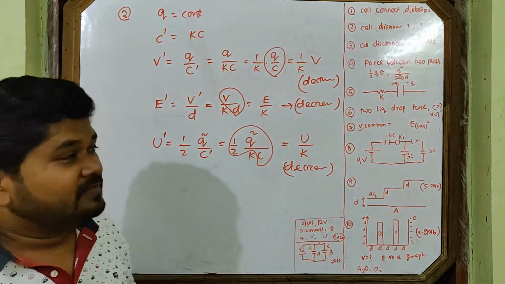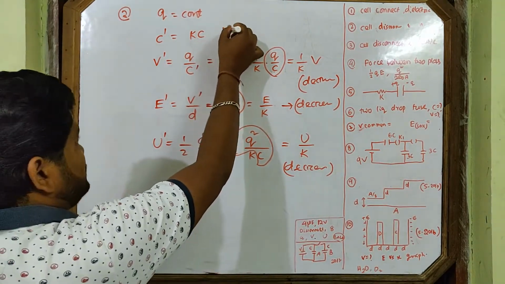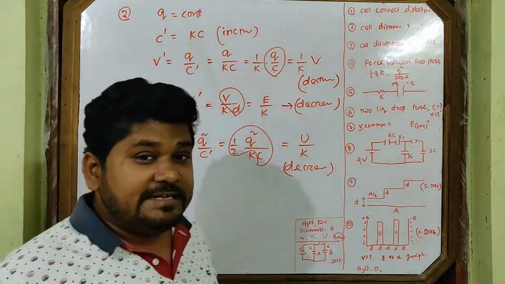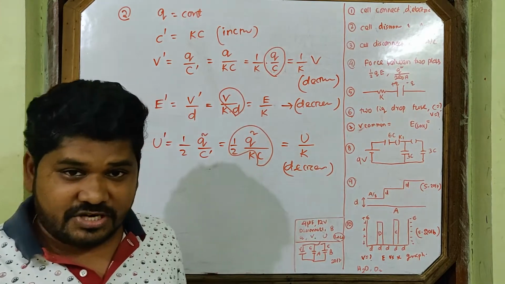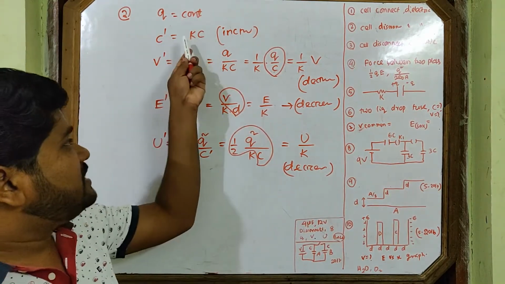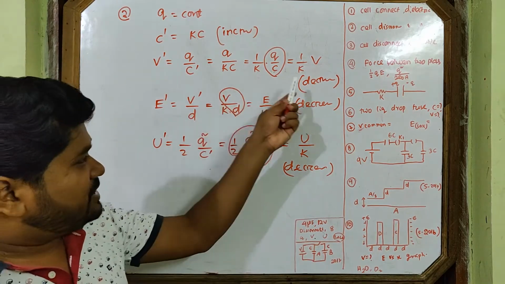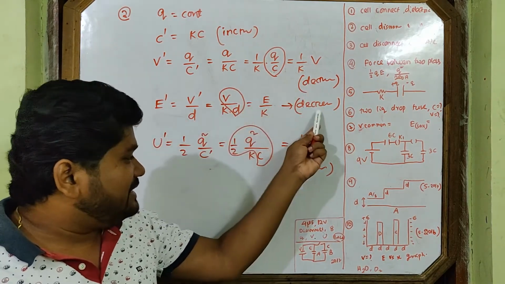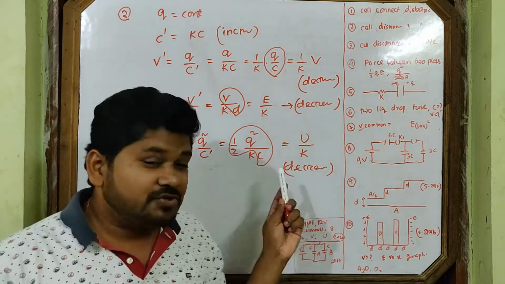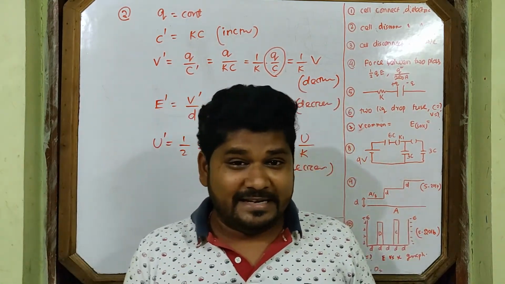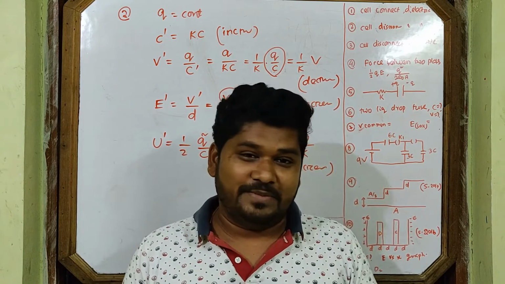Again you see, capacitance must increase. If the cell is disconnected and a dielectric is inserted, charge is constant, capacitance increases, and potential decreases, electric field decreases, potential energy also decreases. But I can tell you one trick here to remember this.